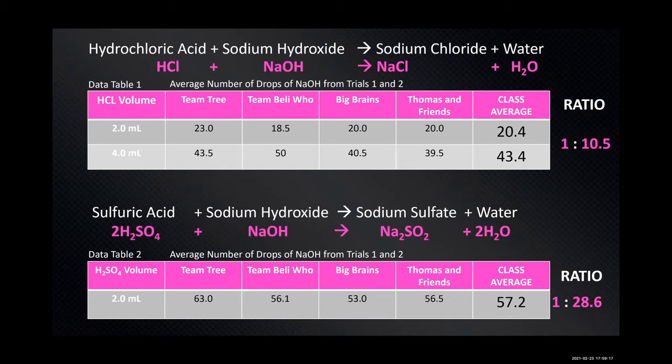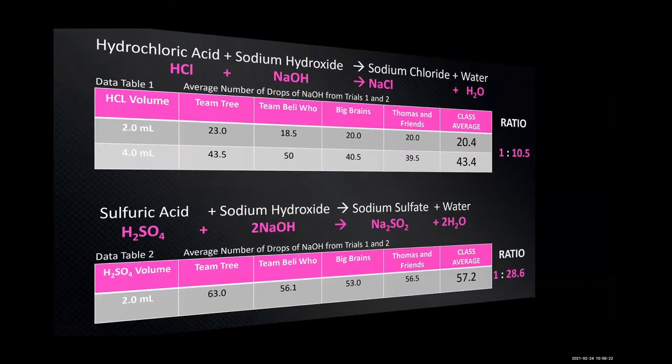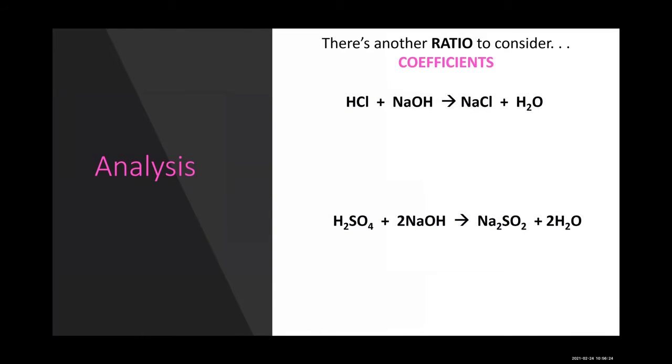These are our average ratios. But there's another ratio to consider, and that's the coefficients. Here we have a coefficient of 1, and next to it, we also have a coefficient of 1 for our reactants. Here we have another coefficient of 1, and then in front of our sodium hydroxide, we have a coefficient of 2.